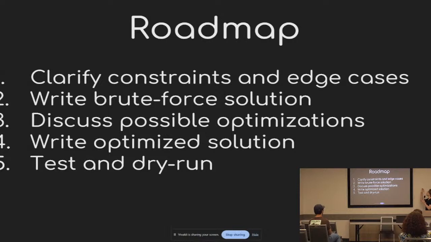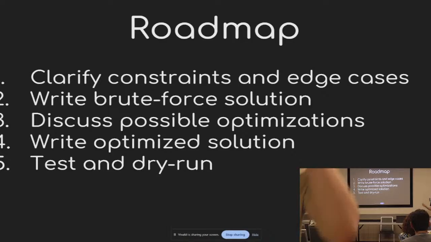So here's sort of a roadmap. When you're first given the problem, usually there's going to be some specifics missing, right? So you want to clarify the constraints and the edge cases. If you're given some problem and you don't know what the input size is, or what the maximum input could be, then you might write a brute force solution without ever realizing that you need to go further, right? So you want to clarify your constraints.